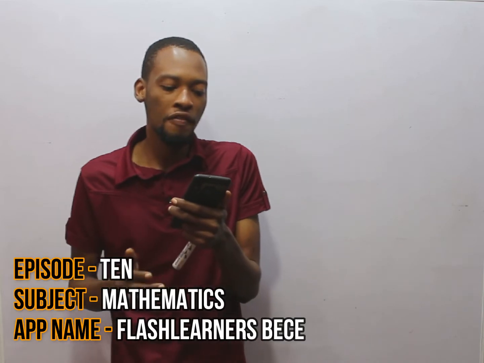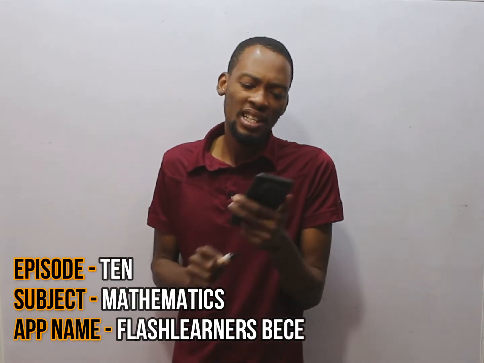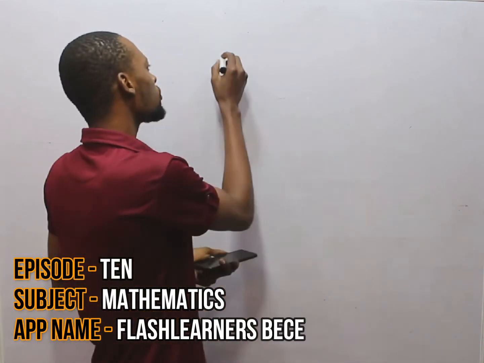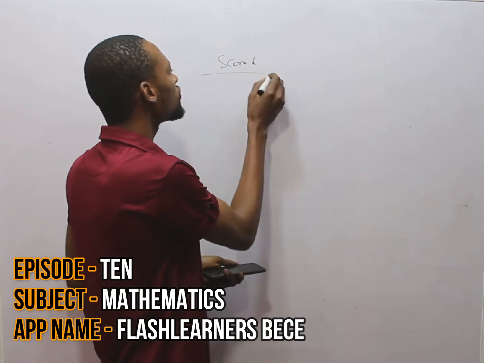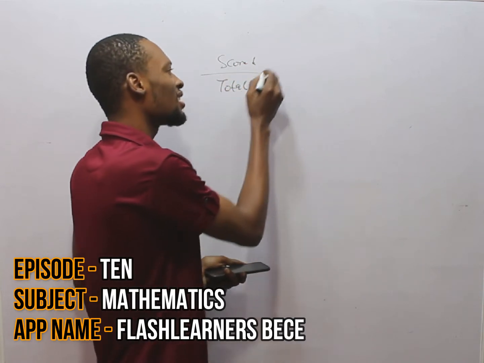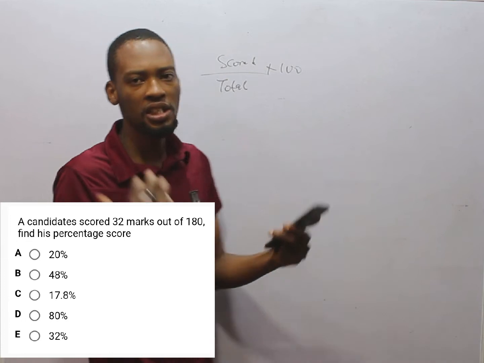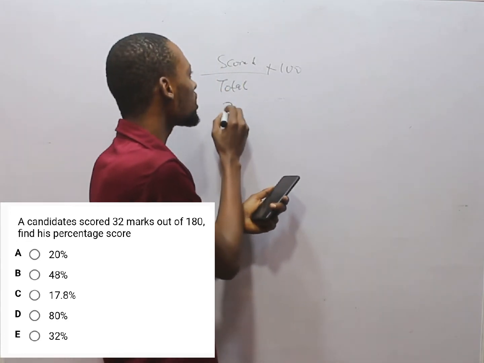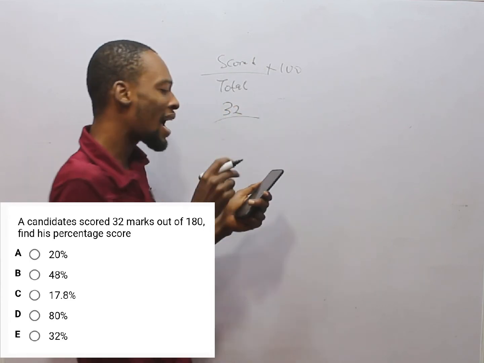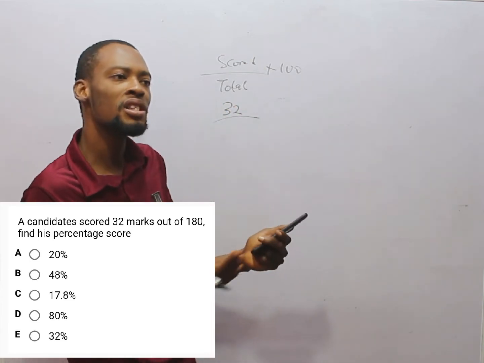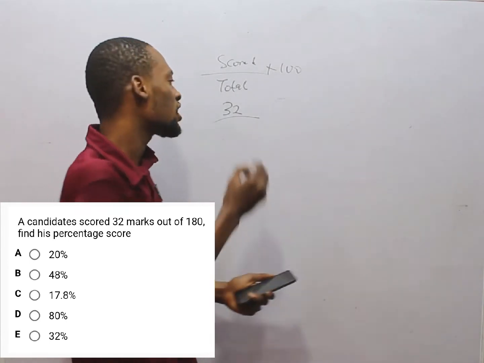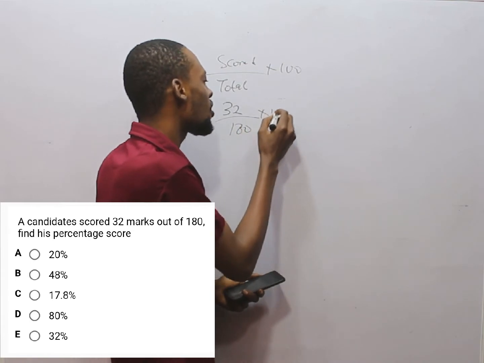A candidate scored 32 marks out of 180. Find his percentage score. Percentage is simply what you score over total score or total marks, times 100. That is percentage for you. If the student scored 32 marks, it simply means the score of the student is 32 out of 180. The total achievable score, or the maximum score, is 180, times 100.